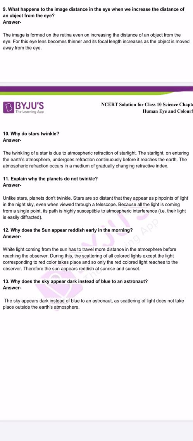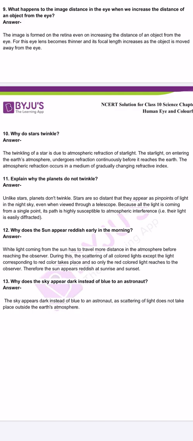Now next question is, why do stars twinkle? Stars twinkle, first point, due to atmospheric refraction of starlight. The starlight on entering the Earth's atmosphere undergoes refraction continuously, because the physical conditions are not stationary, before it reaches the Earth. The atmospheric refraction occurs in a medium of gradually changing refractive index. The refractive index is gradually changing as we move towards the Earth. That is why, due to this atmospheric refraction, stars appear to twinkle. The starlight fluctuates and flickers when it falls on our eyes. So the star sometimes appears to be bright and sometimes dim. That is called twinkling of stars.